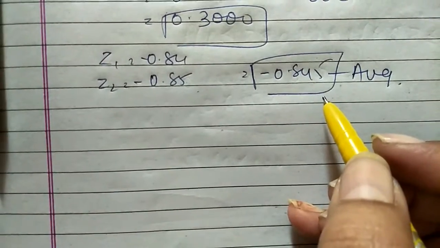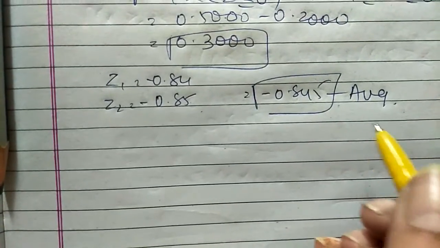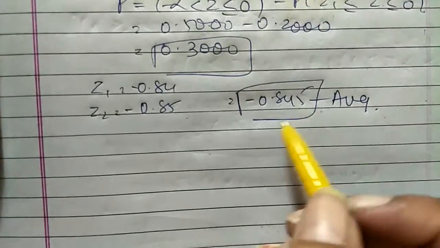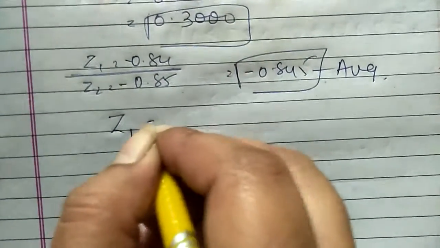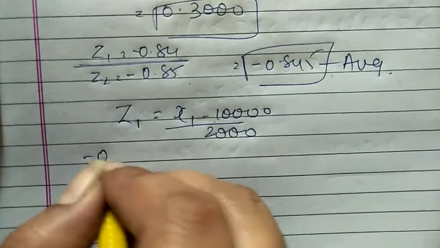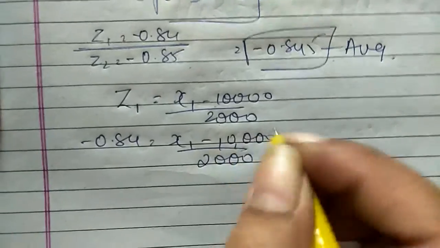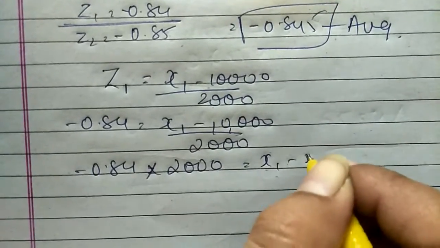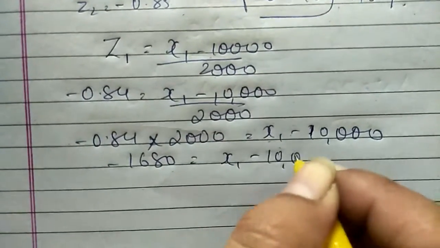So z1 is on the left side. So according to the above calculation, 0.3000 is very near to 0.2995. So we will take z1 is equal to minus 0.84. So now z1 is equal to (x1 minus 10,000) upon 2,000. So for z1 we will place minus 0.84 is equal to (x1 minus 10,000) upon 2,000, that is minus 0.8400 into 2,000 is equal to x1 minus 10,000, minus 1680 is equal to x1 minus 10,000.